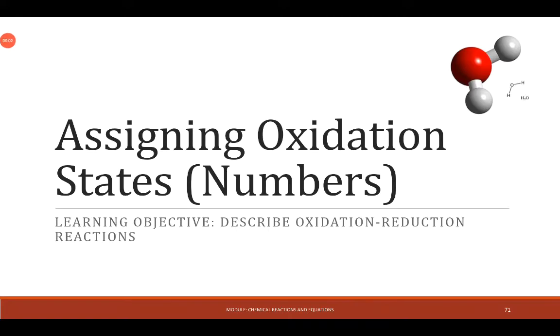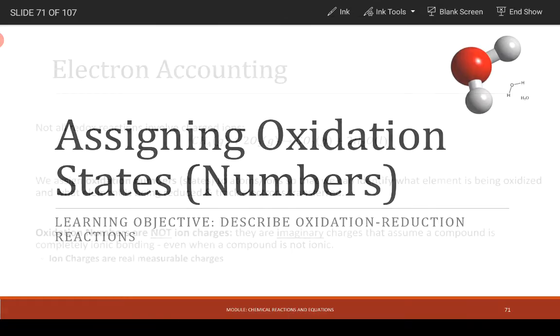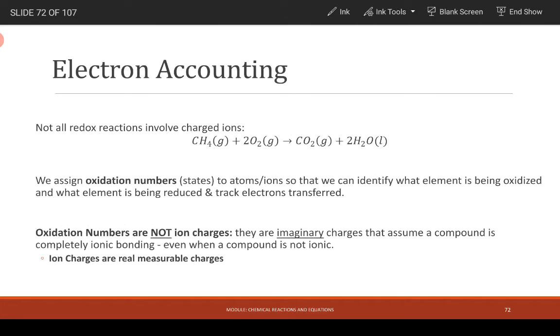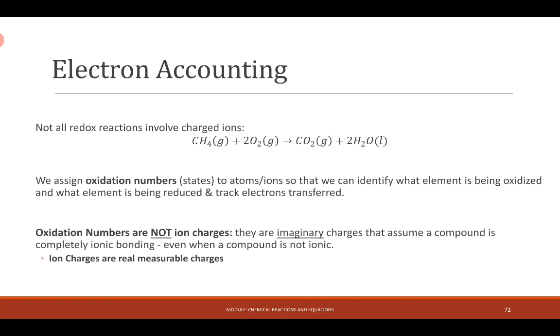In this video, we are going to learn how to assign oxidation states, also known as oxidation numbers. The learning objective for this video is part of our learning objective for describing oxidation reduction reactions. Oxidation states, also known as oxidation numbers, are essentially kind of like imaginary charges to help us track how electrons are being moved between the different reactants in order to form our products.